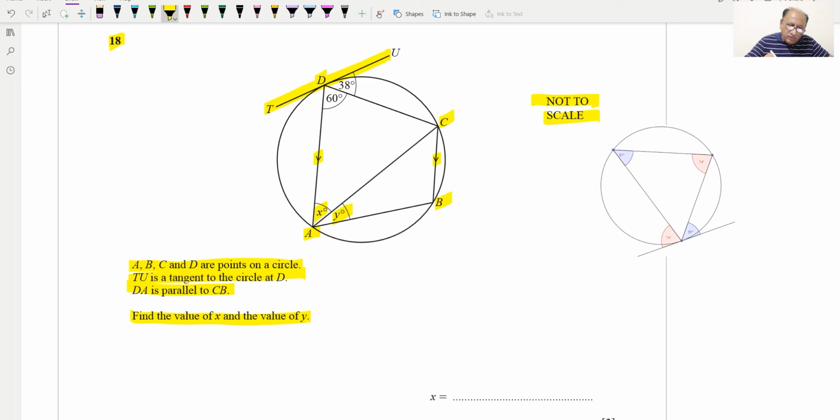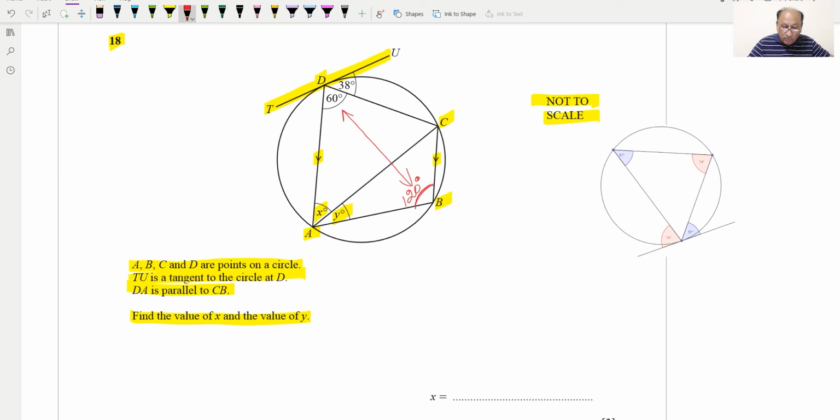So first of all, we can figure out that this is a cyclic quadrilateral, this one having four vertices on the circumference of the circle. So opposite angles will be adding up to 180 degrees. So this and this are the opposite angles. So this angle will be 120 degrees.